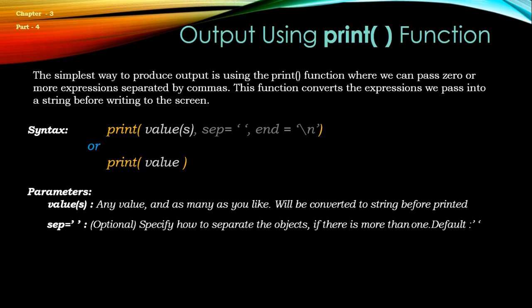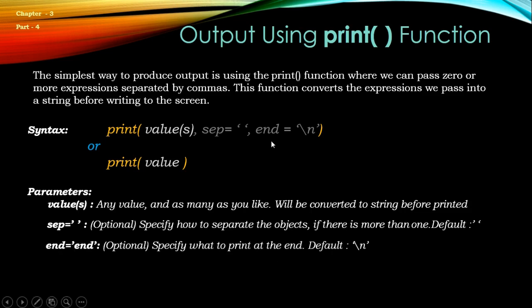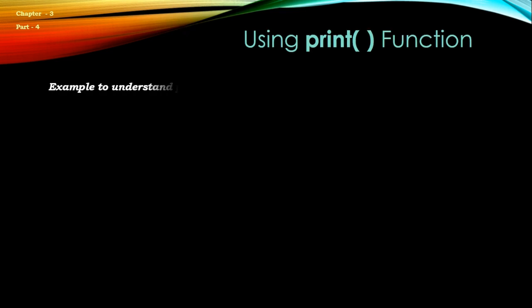Similarly, the third argument is end. So end is equal to, I can give a backslash n, and I can give other values also. This parameter is also optional, and it specifies what to print at the end. The default is backslash n, that is a new line. Let's see an example of the print function. So, an example to understand the print function.